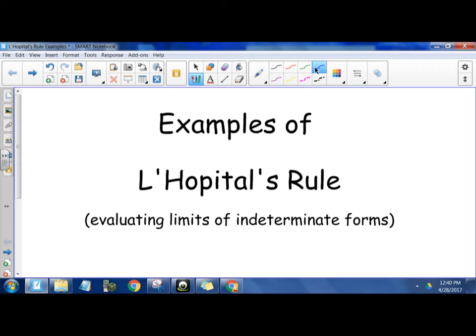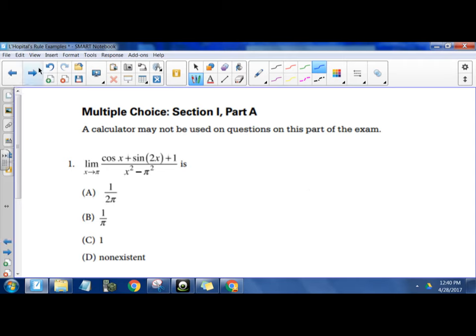So L'Hopital's rule in short is used to evaluate a limit of indeterminate form, for example 0 over 0 or an infinity over infinity case, and it's going to be very helpful for us to evaluate those tough limits.